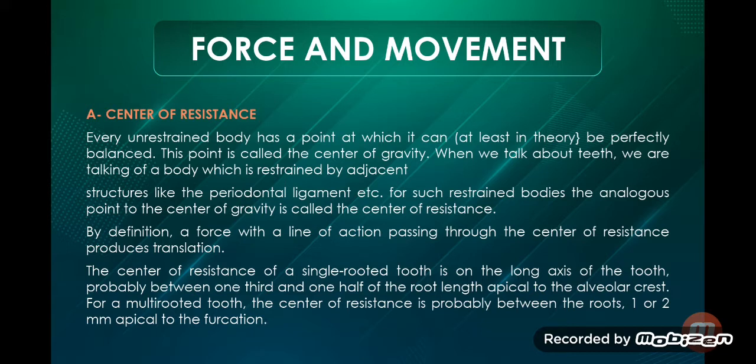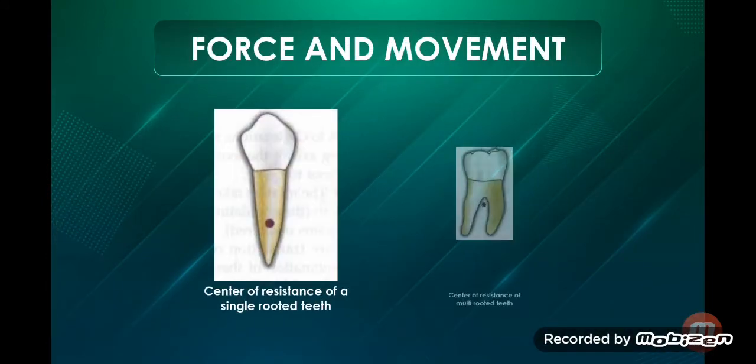By definition, a force with a line of action that passes through the center of resistance produces translation. The center of resistance of a single-rooted tooth is on the long axis of the tooth, approximately between 1/3 and 1/2 of the root length, apical to the alveolar crest. For multi-rooted teeth, the center of resistance is approximately between the roots, 1 or 2 millimeters apical to the furcation.